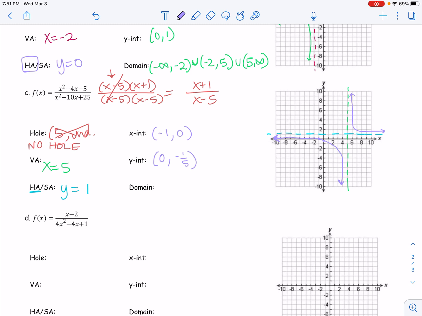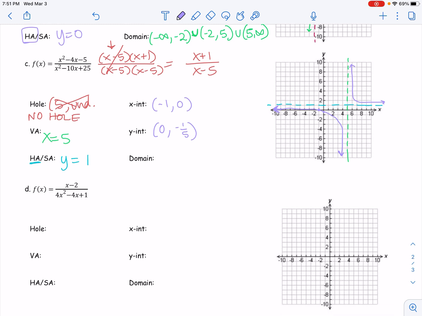Domain, the only thing affecting my domain in this problem is that vertical asymptote because there isn't actually a hole. So negative infinity to 5 and 5 to infinity, which is where my vertical asymptote is. So really my hole is there. It's just on the vertical asymptote, so it's really not a hole anymore. If you want to think of it that way, that's kind of cool.